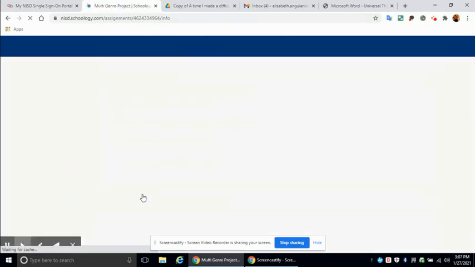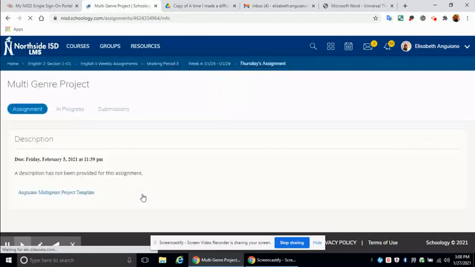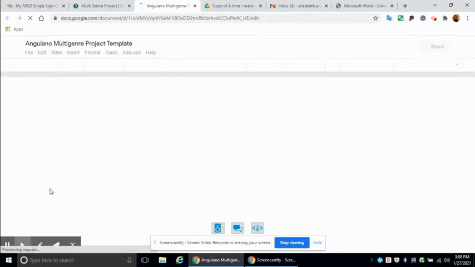because you're going to be dropping in your links, and we're going to have to talk about how to do that to where you're sharing it with me to where I can view it, but we'll talk about that at a later time. So this is what the template looks like, and this is where you will be putting your three original pieces and your preface.